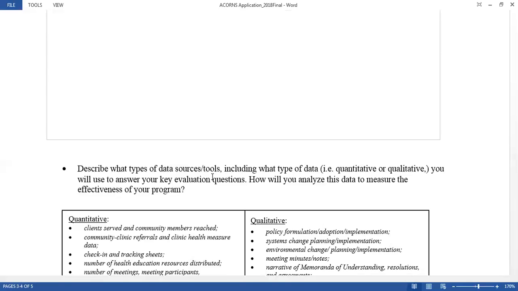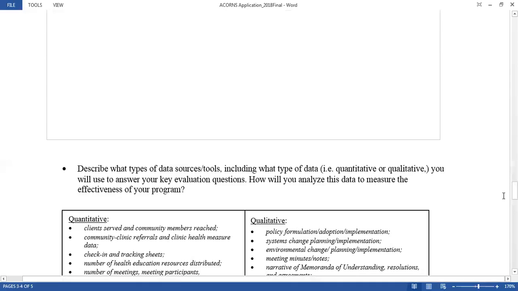And then how will you be using the data and the information that you're collecting from those sources to answer your evaluation questions? And then also, how will you analyze the data to measure the effectiveness of your program? So who will be responsible for collecting, analyzing, and sort of reporting on the data that you're collecting of your program's effectiveness?